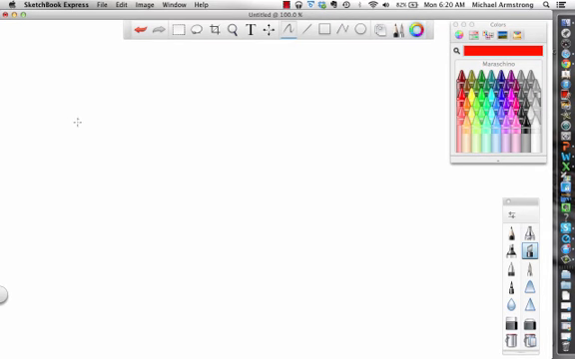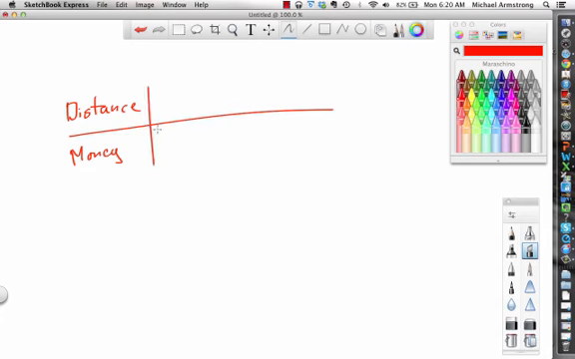Sometimes we can use a table to find a rate, and that's what example 2 is about. They're talking about distance in miles, and then we're also talking about money, or dollars. Okay. And the first one they have down is 2 over 24. And then they have 4 over 48, and then 6 over 72, 8 over 96. And they want us to find your unit rate in dollars per mile.